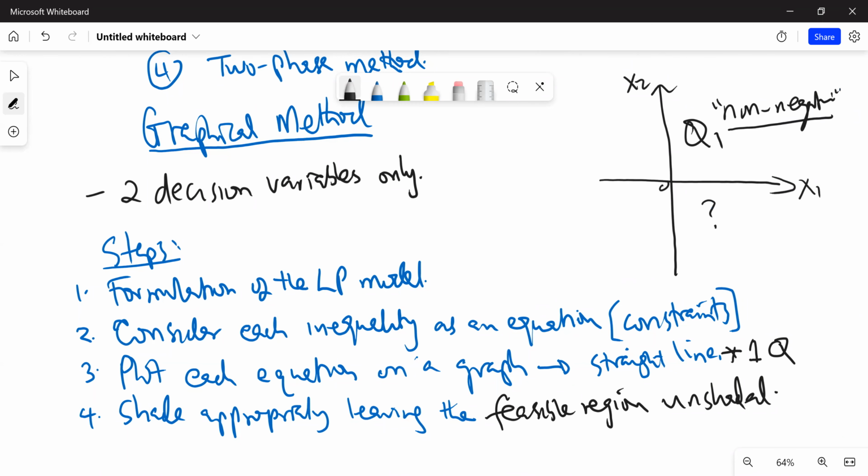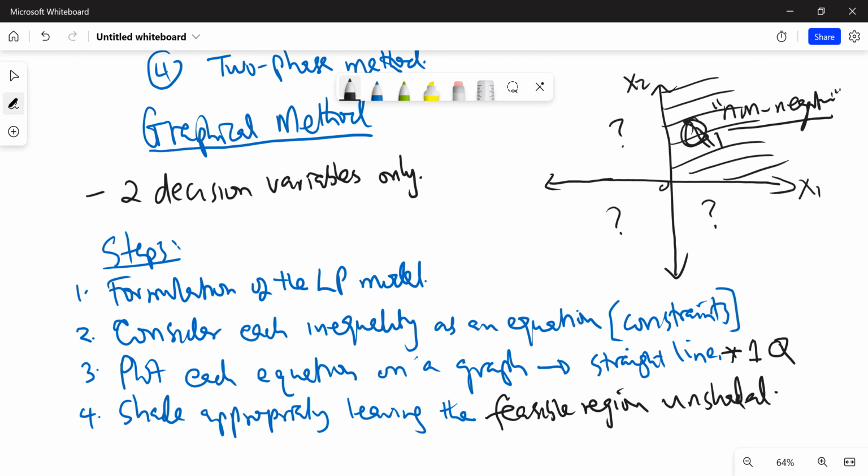If you come here, you find that x1 is positive, but x2 is negative. And already we have said that the decision variables must be non-negative. If you come here, you'll find that both x1 and x2 are negative. And if you come here, you realize that x2 is positive, but x1 is negative. So to make sure that the non-negative constraint is satisfied, we plot on the first quadrant here. We draw the lines in this space.